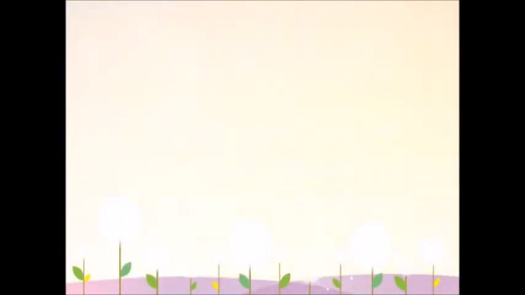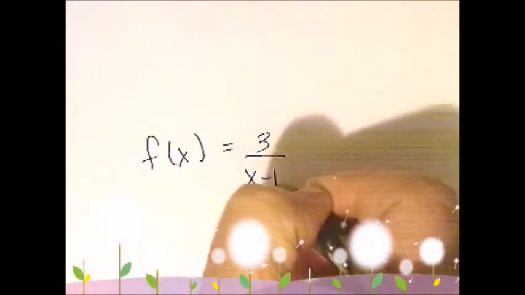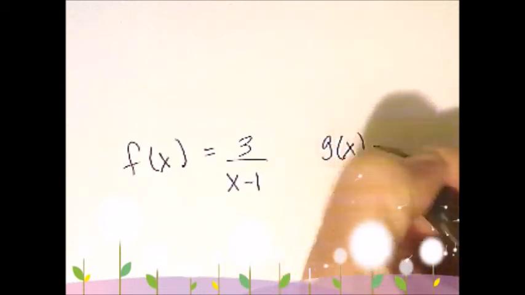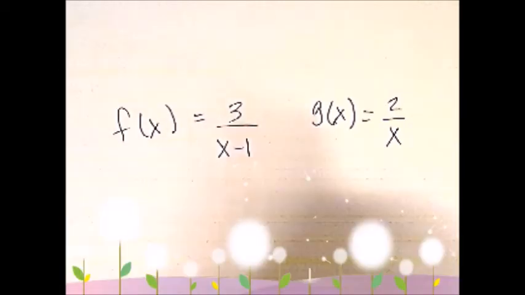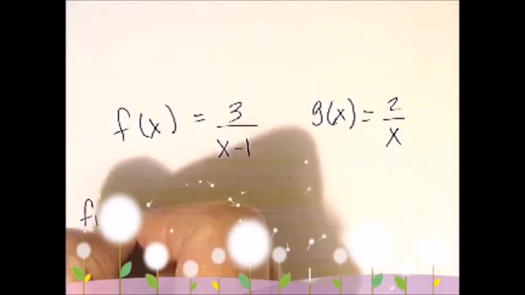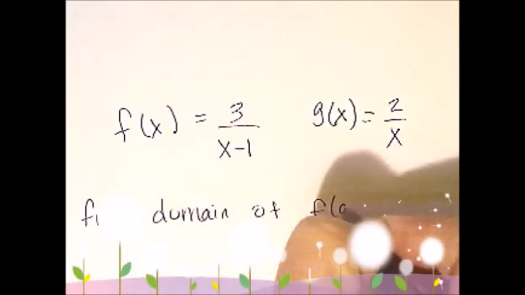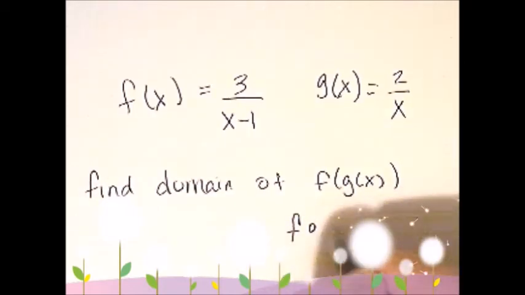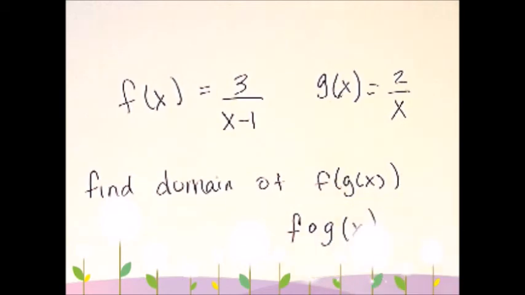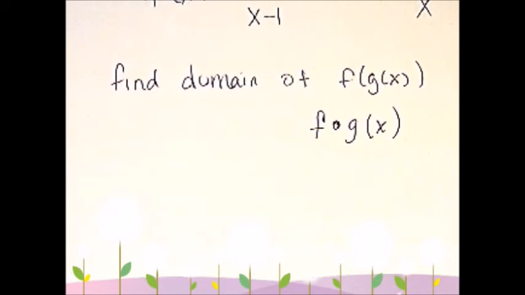Okay. If f of x is 3 over x minus 1 and g of x is 2 over x, I want to find the domain of the composition of f of g. So it's find the domain of f of g of x, also written as f of g of x. It looks like bog, but the o is kind of bold, so it just represents composition.